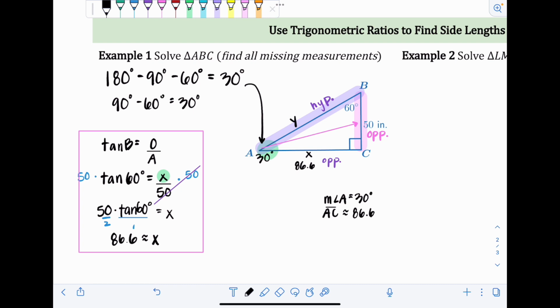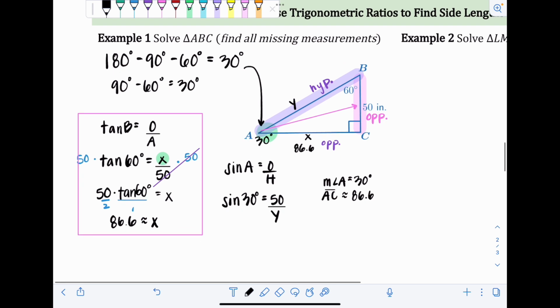So I know the opposite side. I want to know the hypotenuse, so I pick the trig ratio that combines opposite with hypotenuse, which is sine. Sine is opposite over hypotenuse. So I would do sine of my angle is equal to opposite over hypotenuse. And then I can go ahead and put my angle in for A now. So sine of 30 degrees, the new angle I was focusing on, is equal to opposite, which is 50, over the hypotenuse, which is what we don't know, it's y.